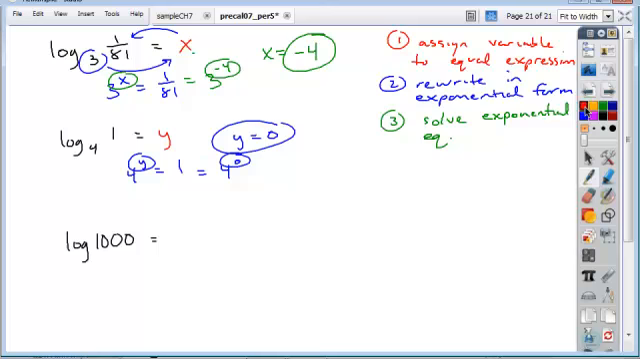Okay. Finally, the last example here. Assign a variable. I'll call it z just to keep them each different here in this page. Since there's no base written here, I can write in my common base of 10. So I have 10 to the power of z is equal to 1,000. And again, if 1,000 is 10 cubed, equate the powers. I get my solution for z to be 3.